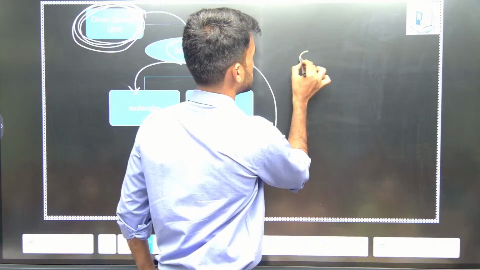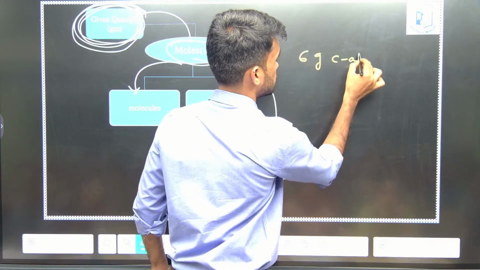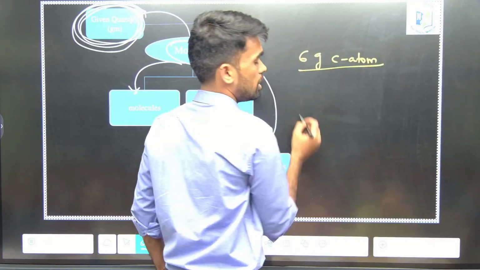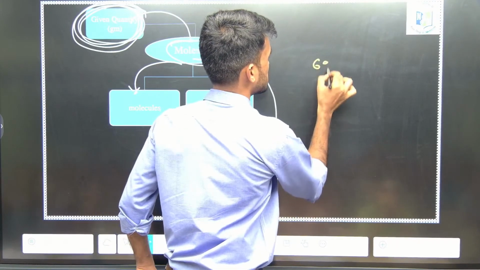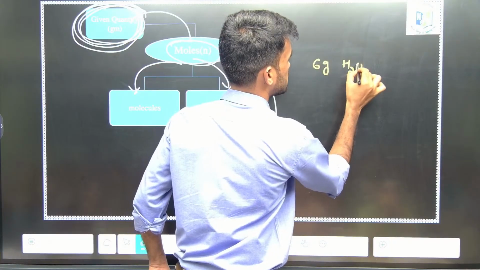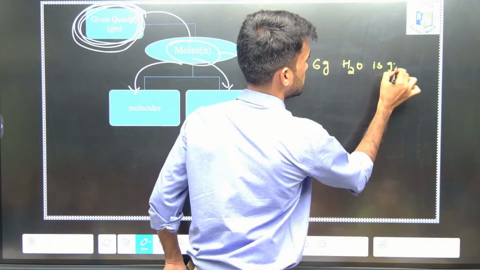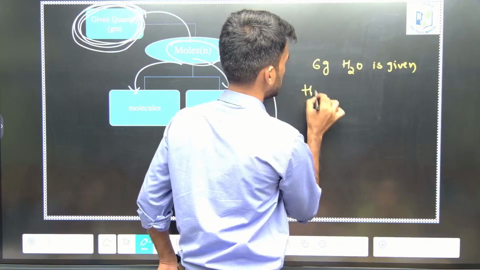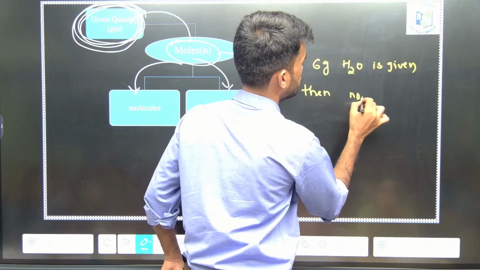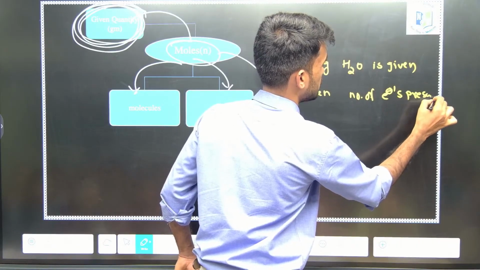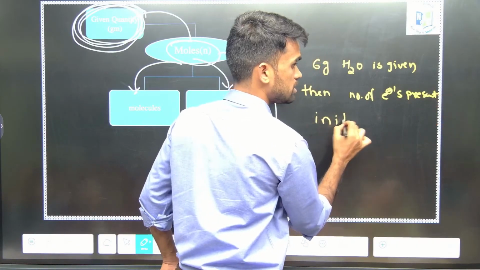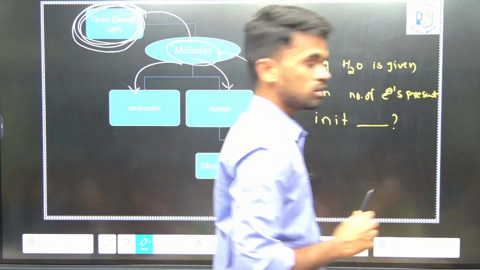Now, let me tell you one question. Otherwise, let me give you the same question that was asked in EAPCET. So 6 grams of H2O molecules are given. Then the number of electrons present in it. This is the question they have mentioned. Tell me, what is your answer?